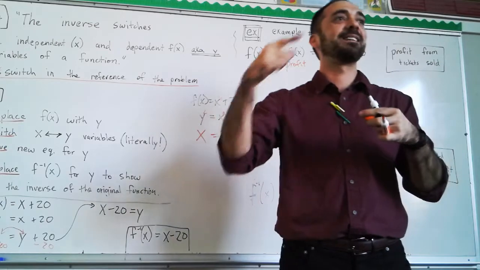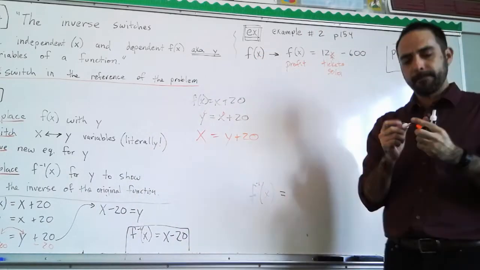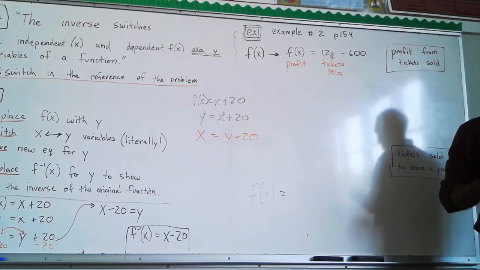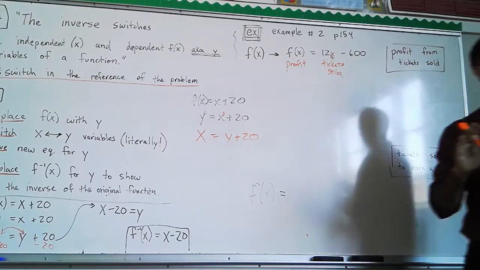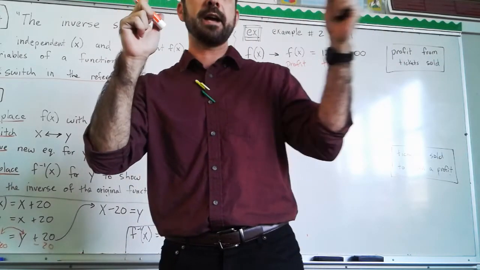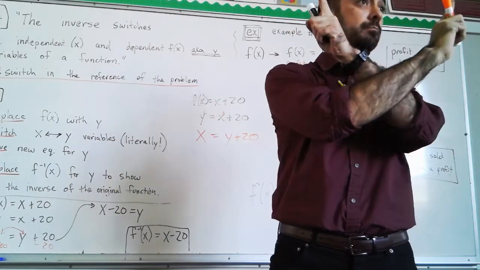Wait, so if we have the 12x, do we move the 12x over to the other side, or do we move just the x? Just the x. Okay. Yeah, just the variable alone. One letter, x, y, move them, switch them. Okay? So you see I did that right here.